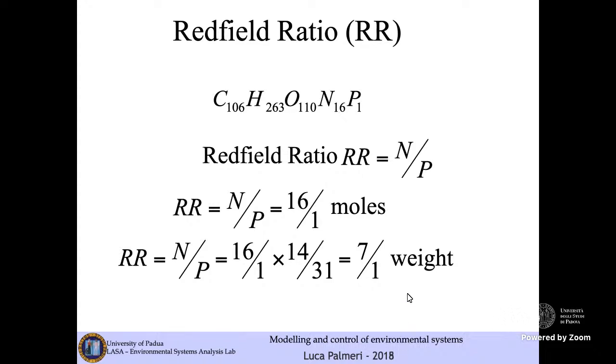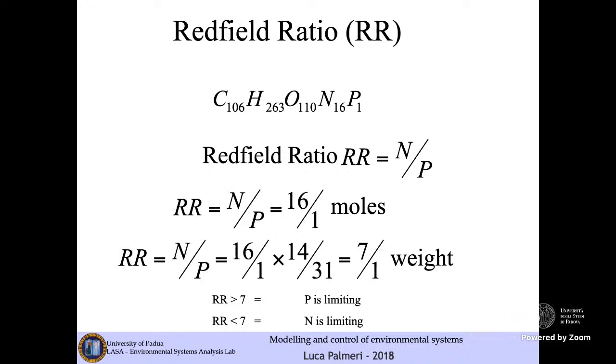In the case of moles, if you have 1 atom of phosphorus and 16 atoms of nitrogen, then the Redfield ratio expressed as a mole ratio is 16 to 1. While if you employ the weight of the molecules, the Redfield ratio is 7 to 1. It is important to notice that the Redfield ratio gives you an immediate estimation of which is the limiting nutrient.